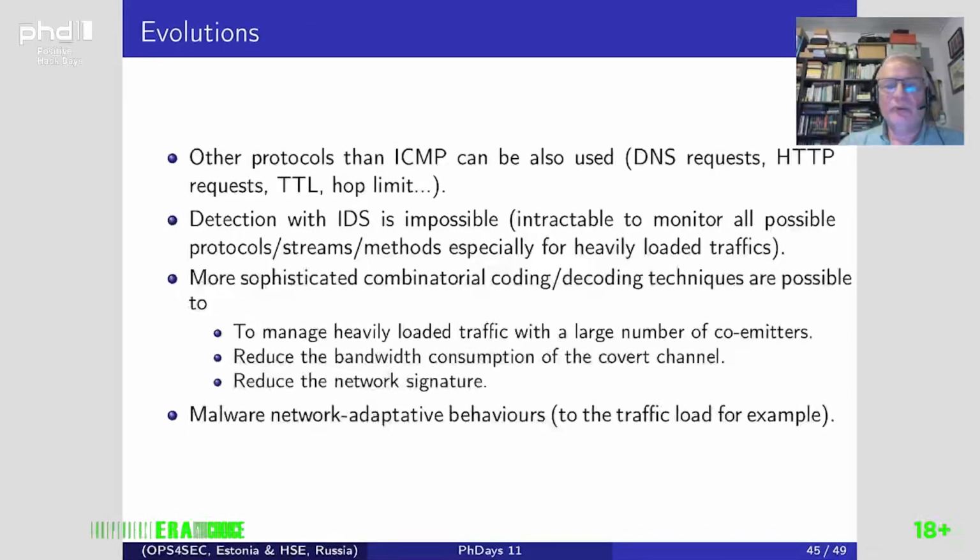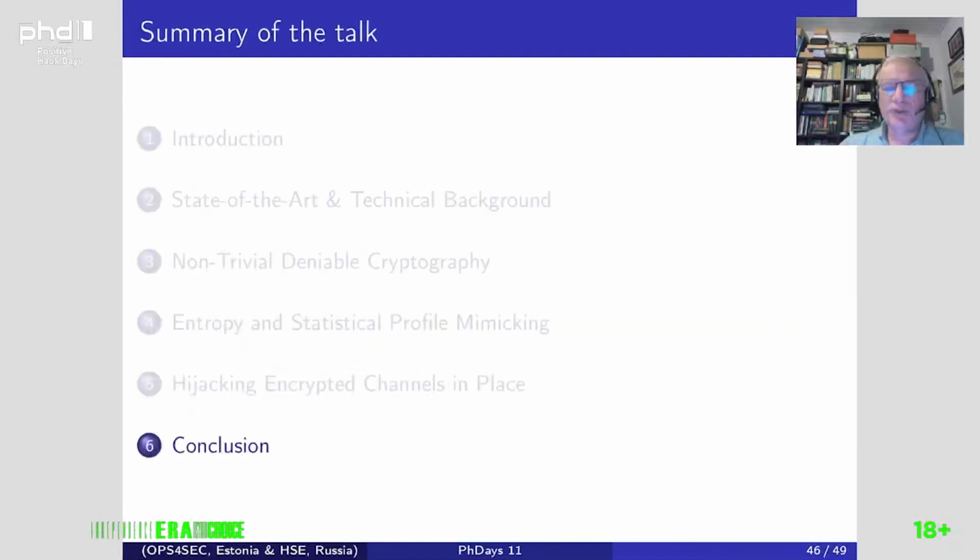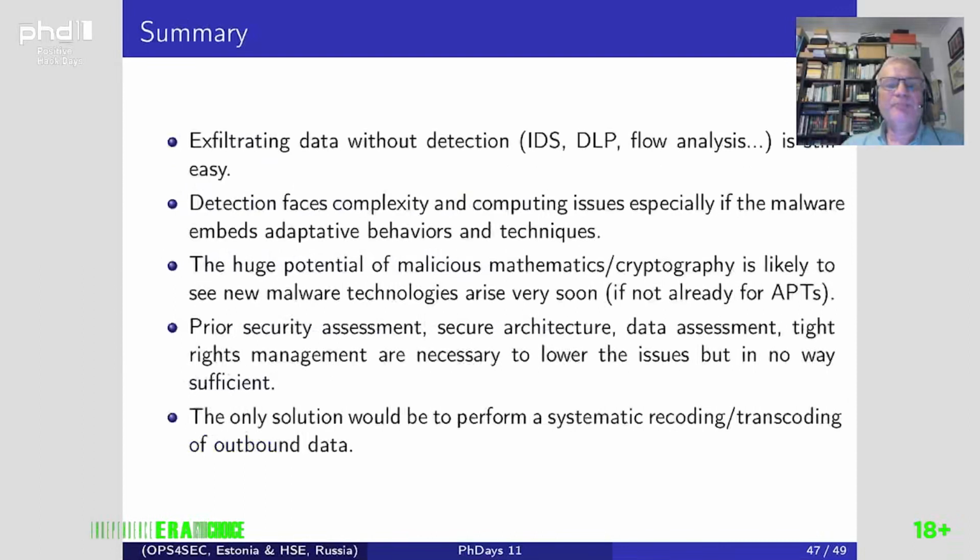If you are interested in the mathematical description and the proof of efficient encoding, you have everything here. You have different other evolutions. I will let you read this. Just to conclude, in order to keep time: if you want to exfiltrate data without detection by IDS or DLP, flow analysis is still easy, but you have to consider very sophisticated techniques in order to remain undetected.